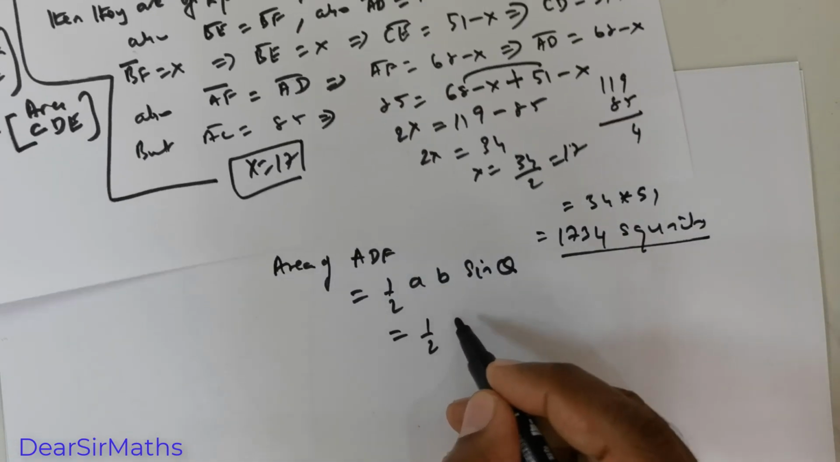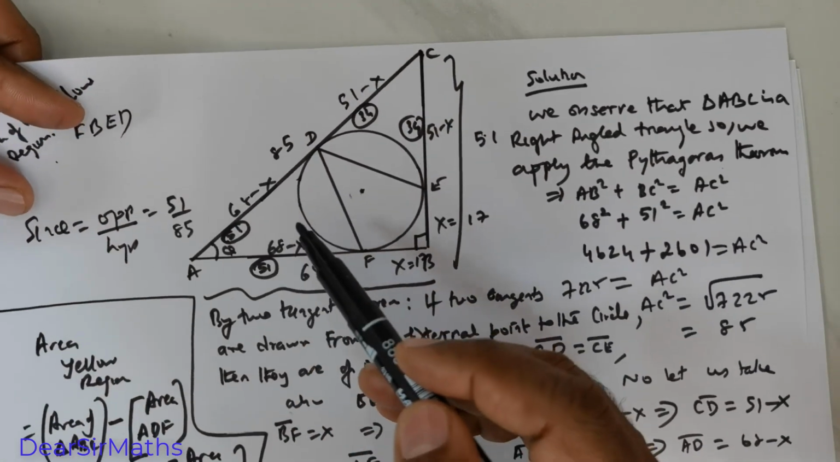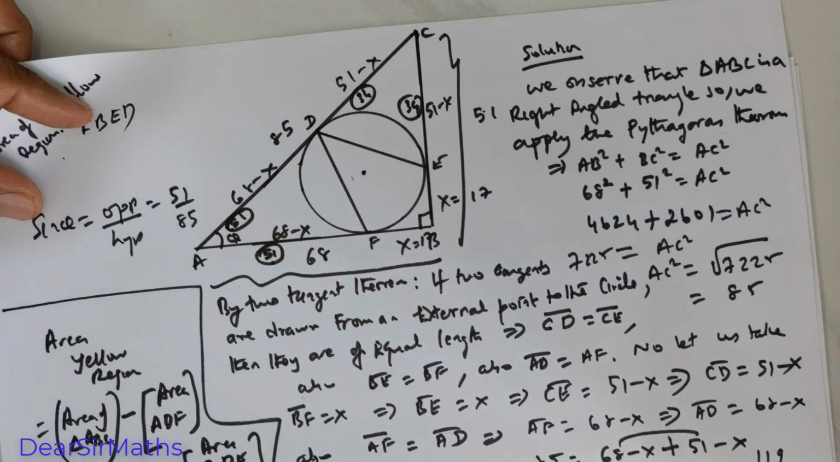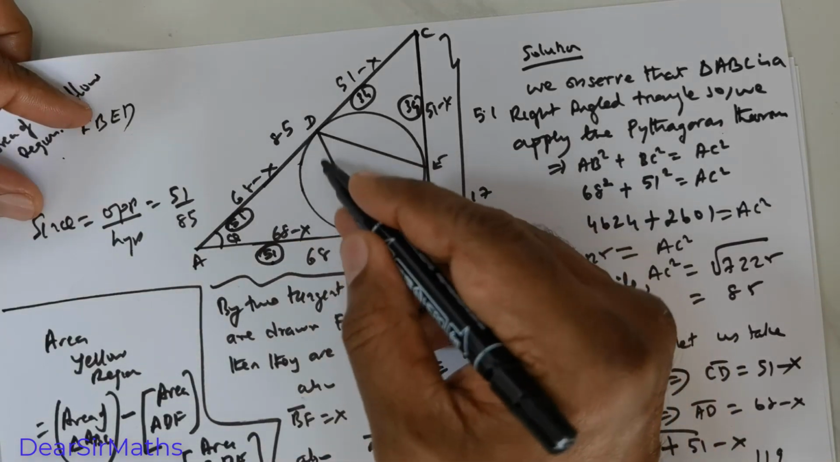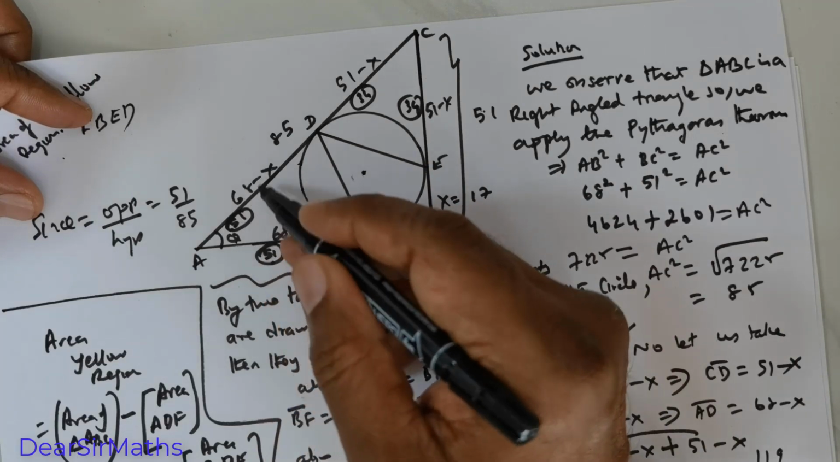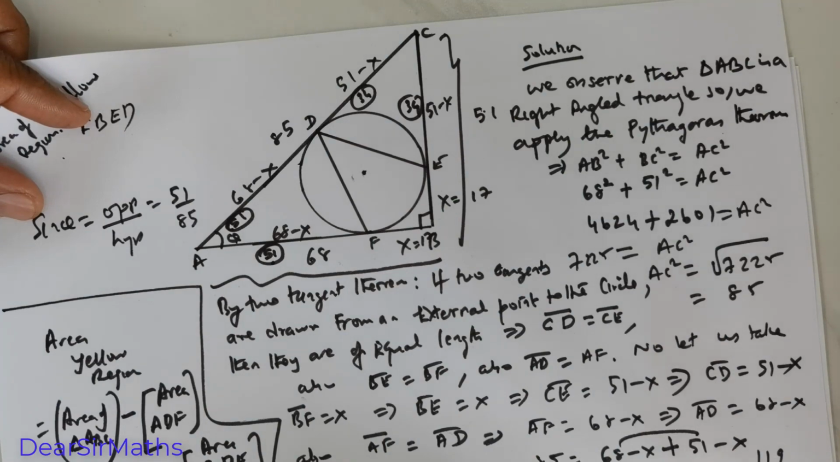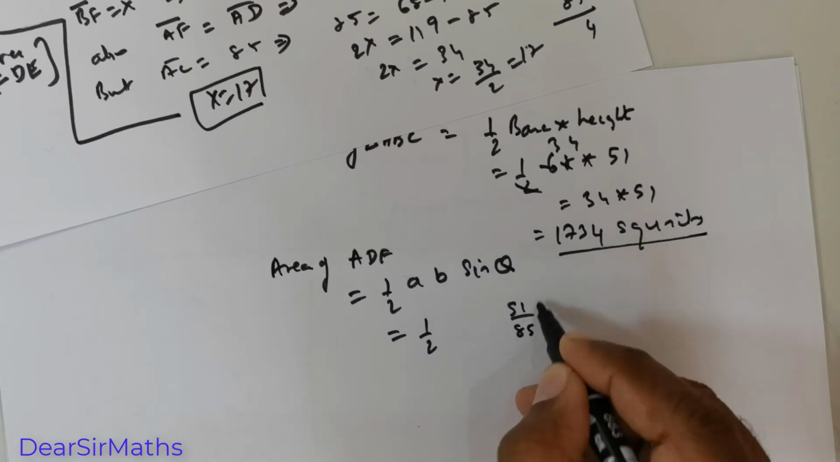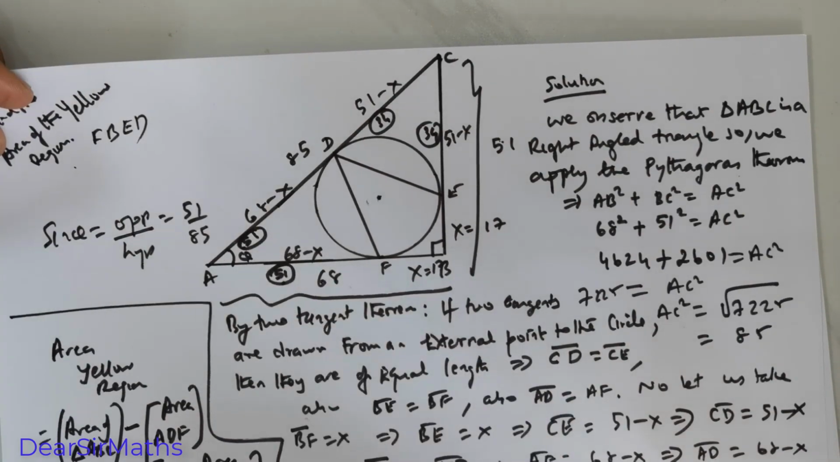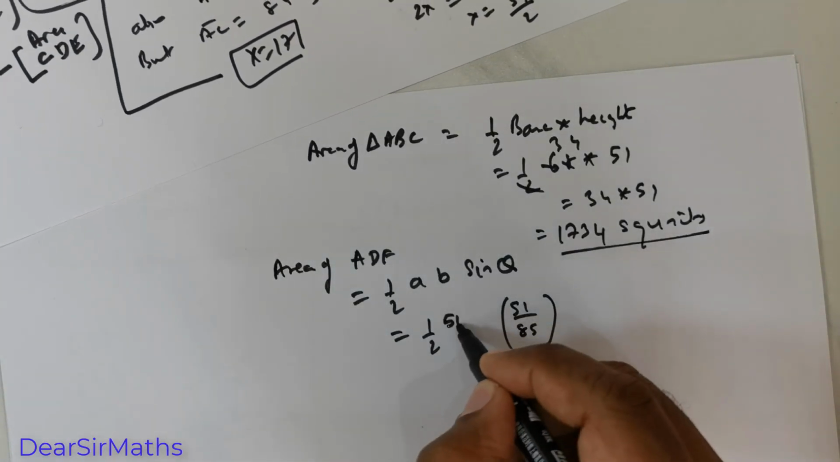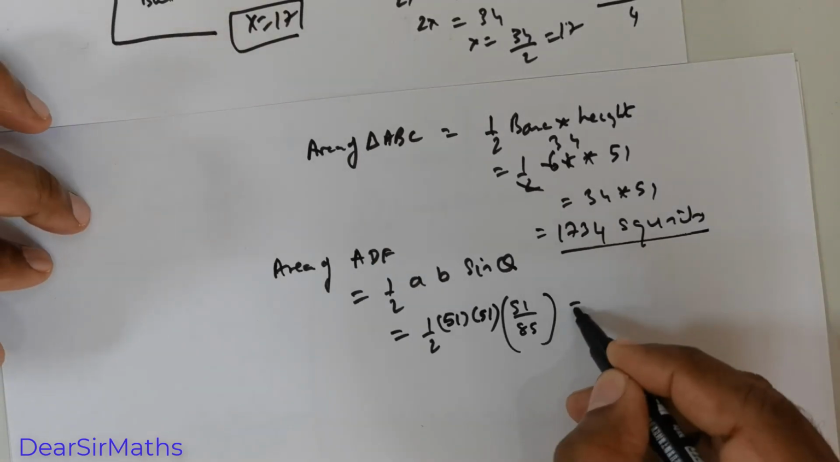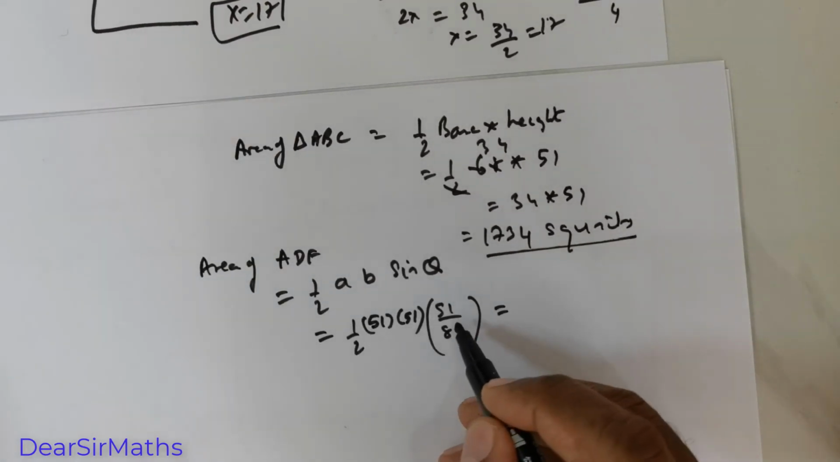Now, this is going to be half times A times B, the two sides that we are talking about. Remember, these two sides are equal, isosceles: this is 51 units, this is 51 units, so they will have the same base angle. We don't need the base angle, but the angle between these two sides, and that is sine theta, 51 by 85. So it is 51 units times 51 units times 51 over 85.